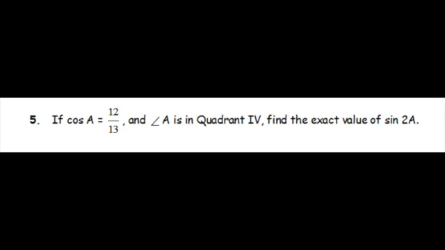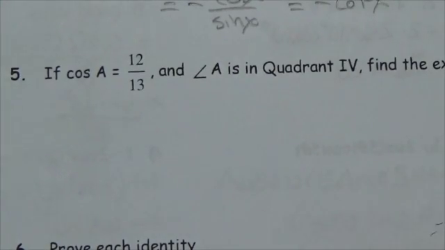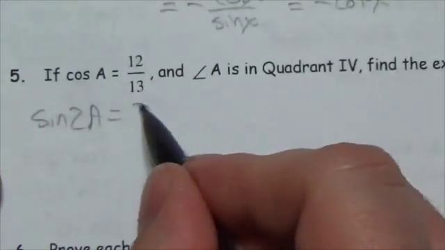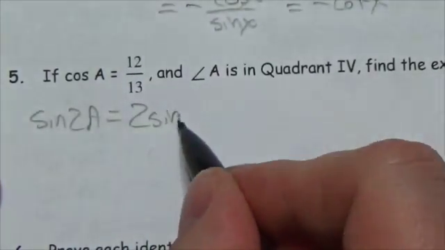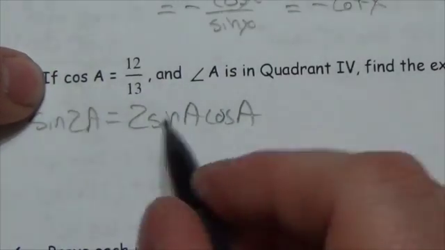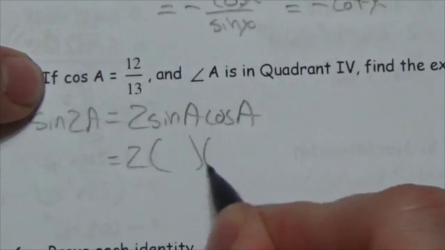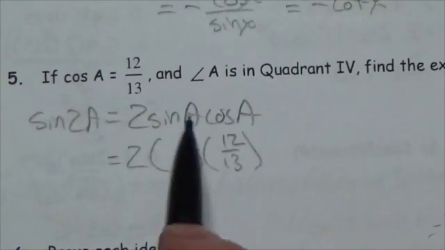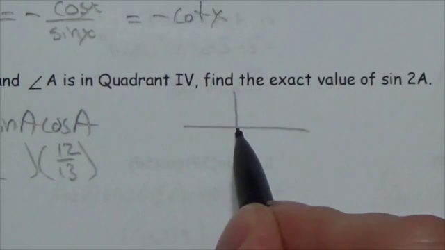If cosine of A is equal to 12 over 13, and angle A is in quadrant 4, find the exact value of the sine of 2A. Okay, well, to answer this question, remember, I want the exact value of the sine of 2A. Well, to get that, remember that the sine of 2A is going to be 2 sine A cosine of A. Well, I already know the cosine of A. So I already know this is going to be 2 times something times 12 over 13. So now let's just see what information we're given here. We know that A is in quadrant 4. Okay, well, that's important here. So A is in quadrant 4.